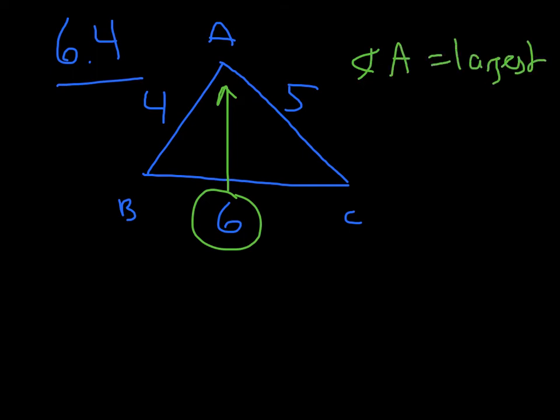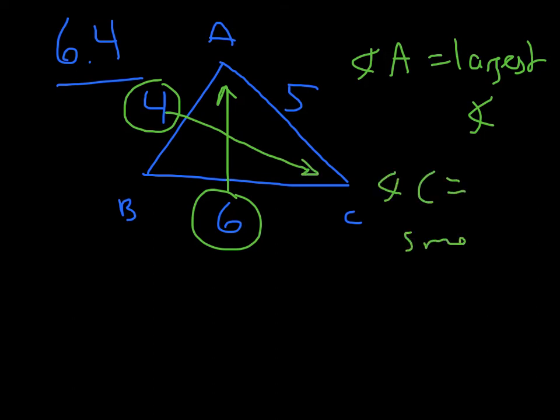It has the angle with the biggest measure. And the other part of the theorem is that across from the smallest side is the smallest angle. Well, 4 is the smallest side, so in this case, angle 6 is the smallest angle.